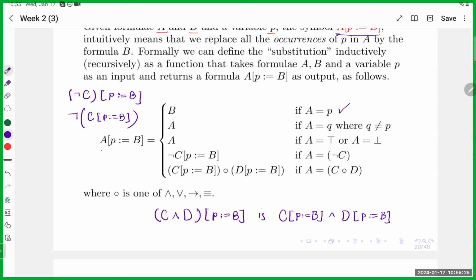And so on. It's the same for or, implication, and by implication. Yes. Sure, this is a recursive definition.